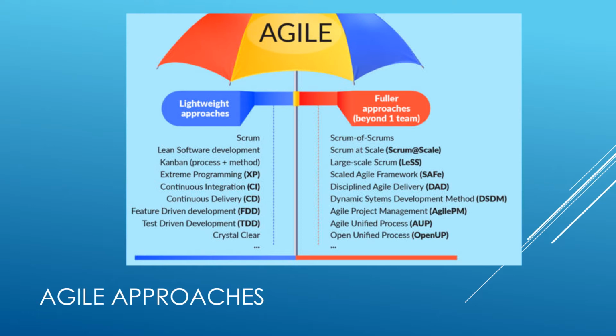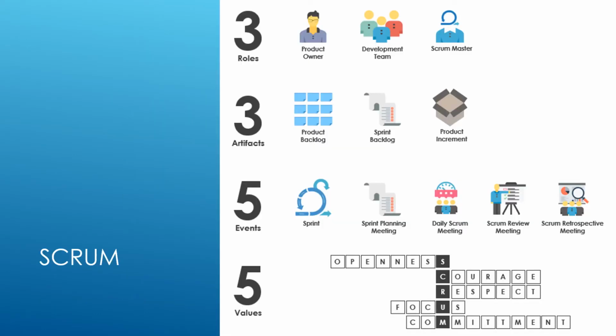So let's try to get some brief idea about all these different Agile methods available in the market today. Let's begin with Scrum. Scrum is the easiest and most lightweight Agile approach available in today's market. Scrum talks about three roles, three artifacts, five events, and five values. That is the reason it is very lightweight. You don't need multiple roles, multiple artifacts, or different types of events and everything.